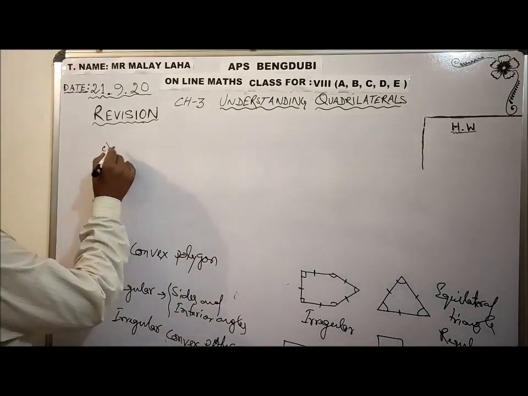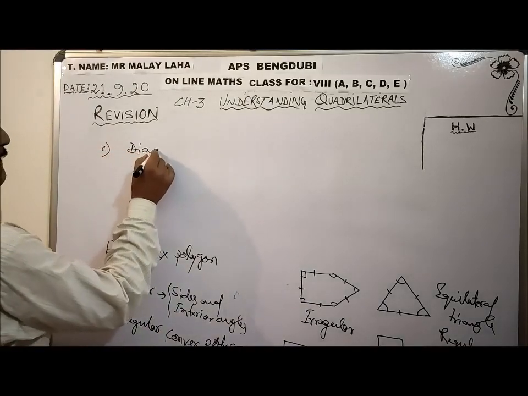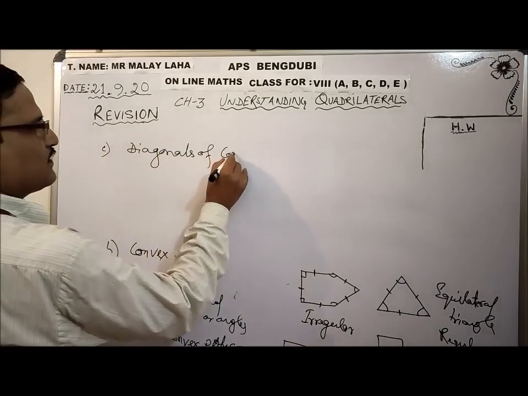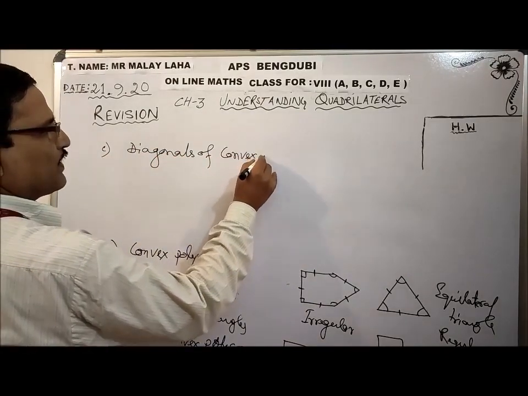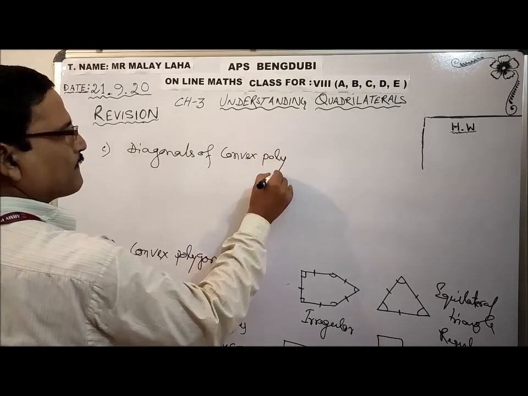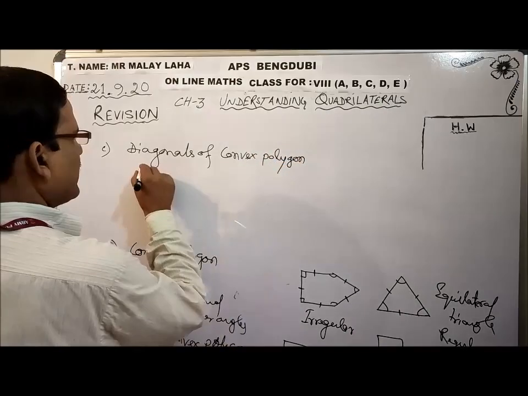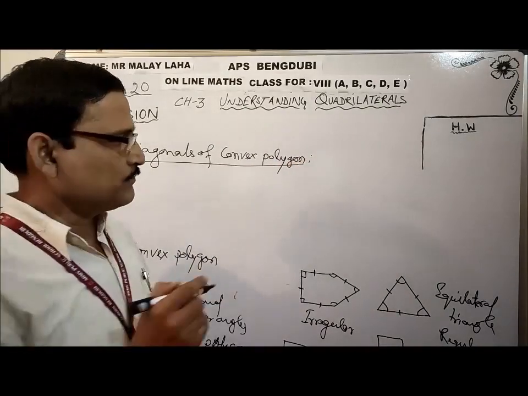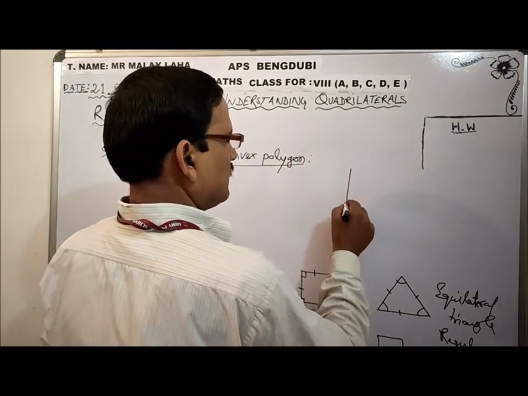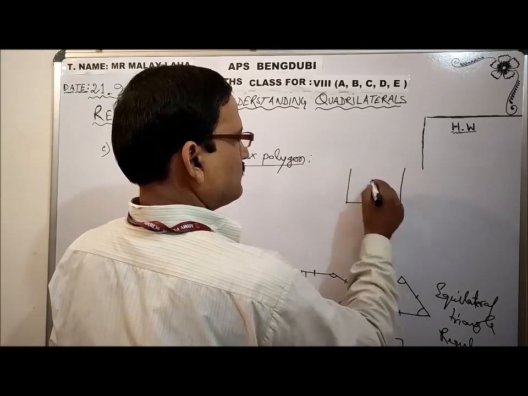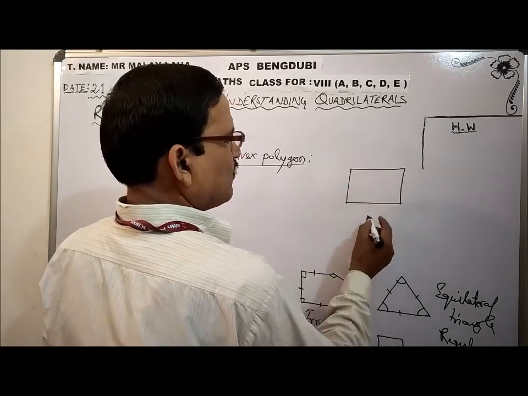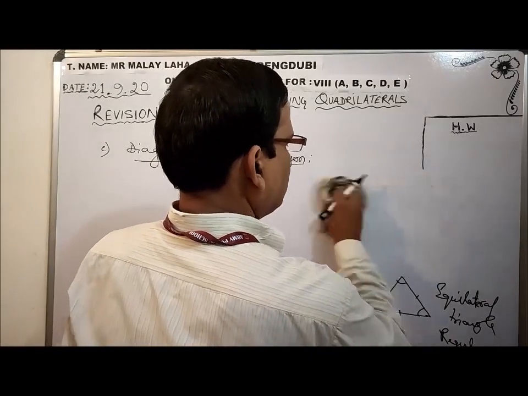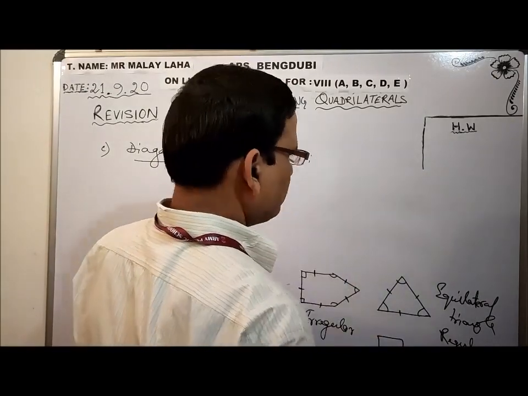Okay, now diagonals. Next is diagonal. Diagonals of a convex polygon. What is called a diagonal? Say this one. What is this? Parallelogram or rectangle, or is it not of regular shape?